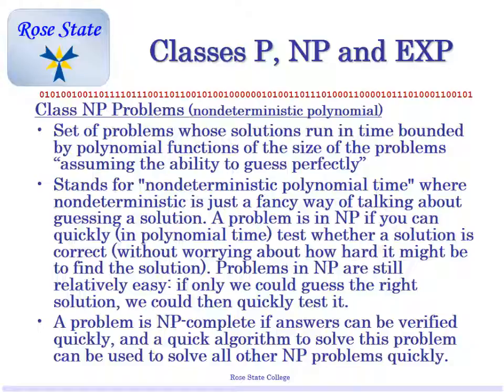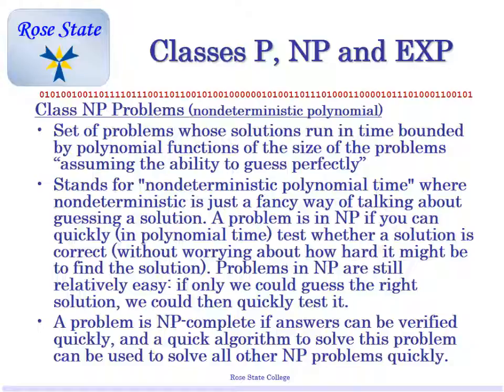Okay? A problem is NP complete if it can be verified. So I can guess where that book is, but now I'm actually going to go and grab the book and verify that it's there, using some sort of quick algorithm. Maybe the algorithm is to use the card catalog. Okay? So if the answers can be verified quickly, and a quick algorithm to solve the problem can be used to solve all other problems quickly. In other words, I can verify it and come up with a way of doing it. Okay? That's what the big difference is.